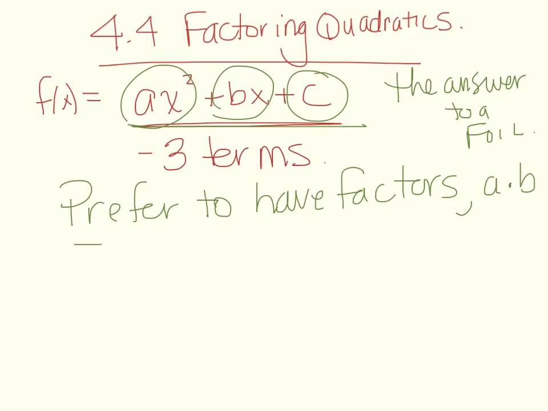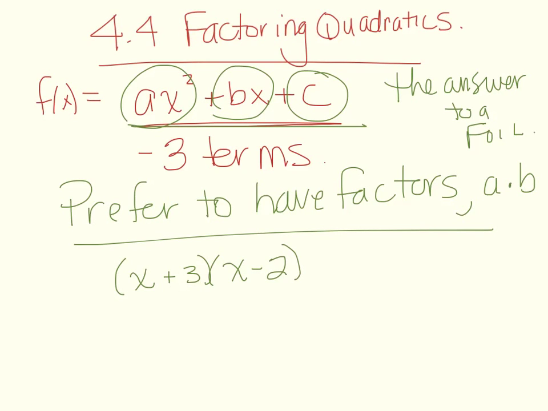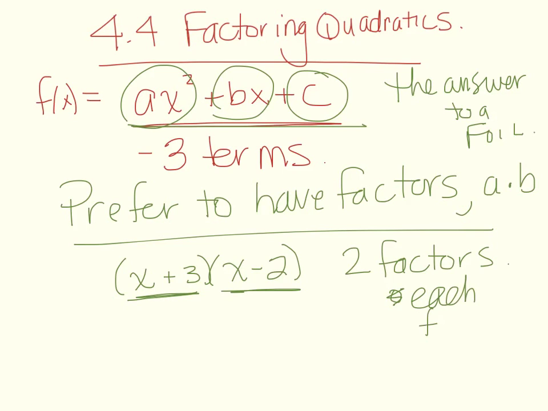So let's start with factors just for one. So let's say I had x plus 3 times x minus 2, okay? These are two factors. So this is an example of two factors. Now, each one of these factors, this first factor and this second factor, is called a binomial. So each factor is a binomial because there are two terms in each side of those factors. But that's what we want, okay?